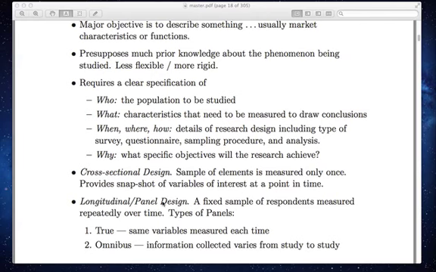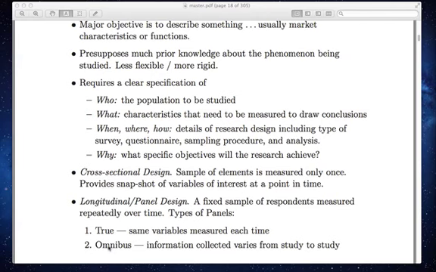Now, within panels, there are two types of panels. There are true panels, and there are also omnibus panels. A true panel is where you measure the same thing at every point in time. An omnibus panel is a panel where you gather different information at different points in time.